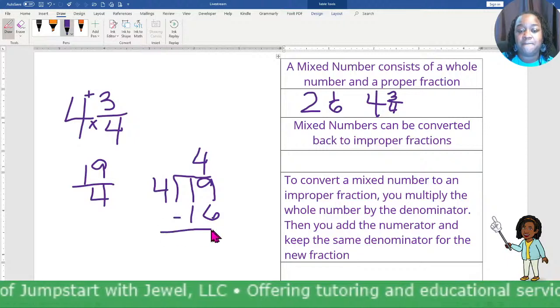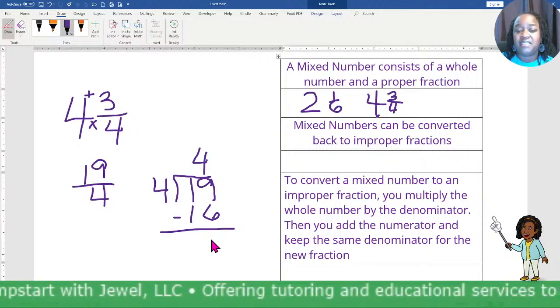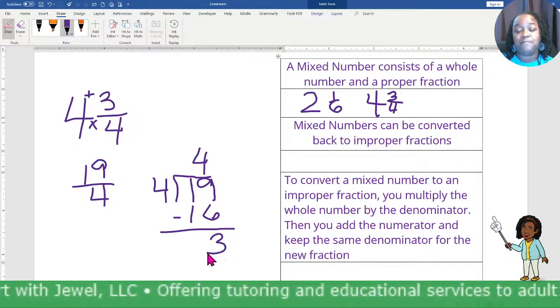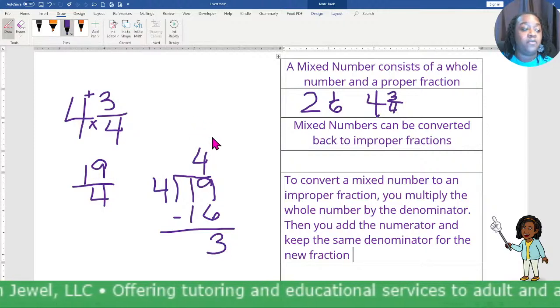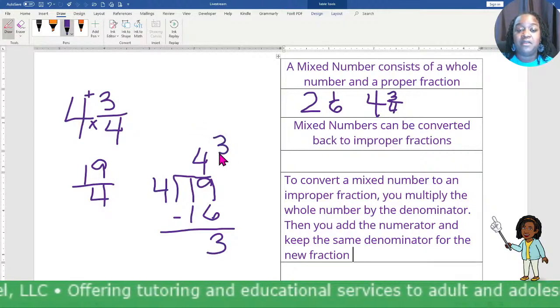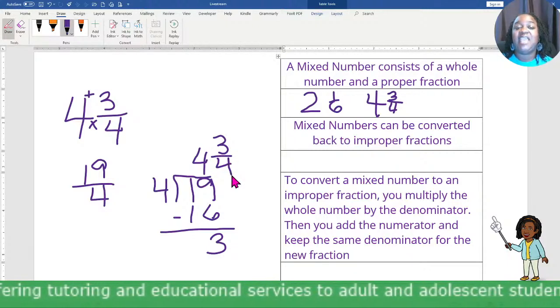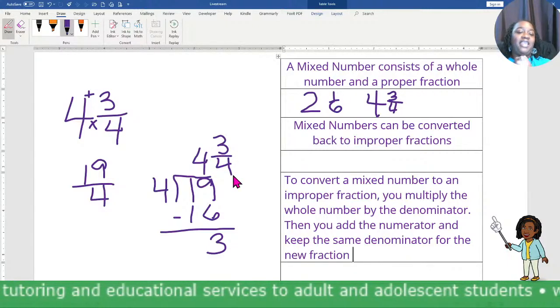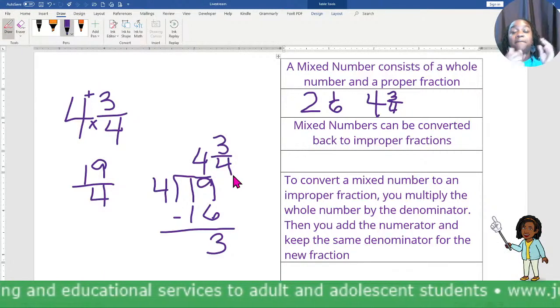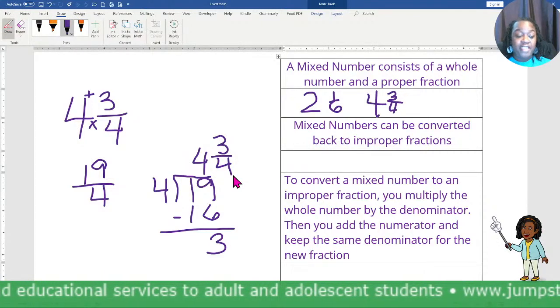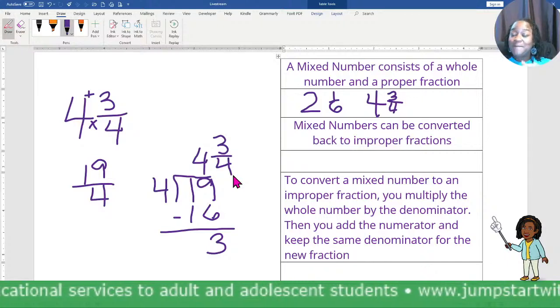Subtract. 19 minus 16 leaves us with 3. And instead of 3 being our remainder, it becomes our numerator. And the 4, again, is the same denominator. So there we have it. We've taken it again from a mixed number to an improper fraction back to a mixed number.